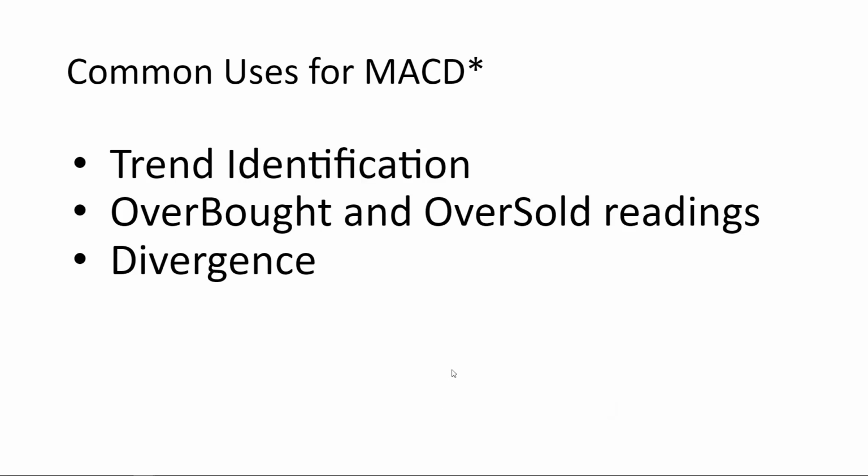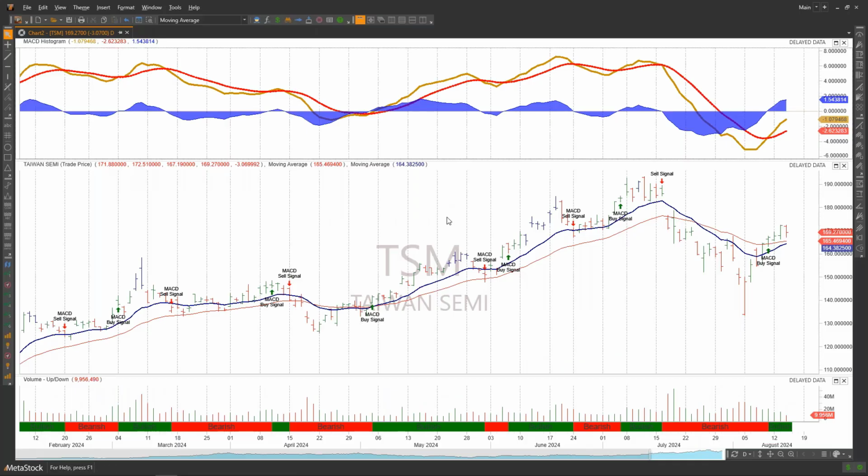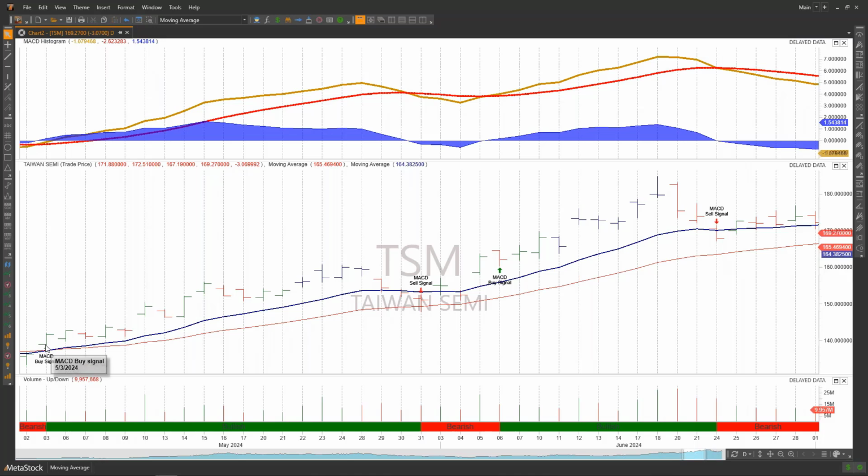So talking about trend identification, very, very simple. If we're looking at this chart of TSM, if our MACD crosses above its signal line, we're going to enter that bullish phase as we did right here. I'm going to zoom in a little bit so we can see everything a little bit clearer, right? But if the MACD crosses up above its signal line like it did right here, it'll go from bearish to bullish like it did.